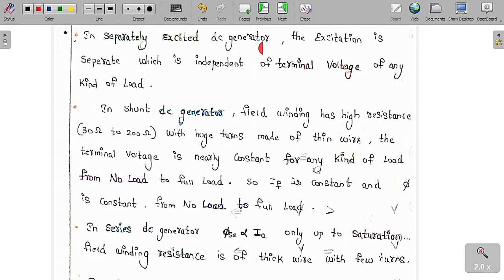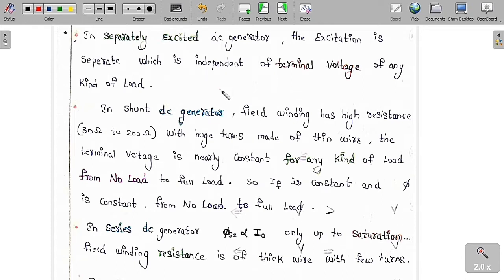In a separately excited DC generator, the excitation is separate, which is independent of the terminal voltage and of any kind of load. We give the excitation to the field winding separately, with a separate DC supply. So it is called a separately excited DC generator.